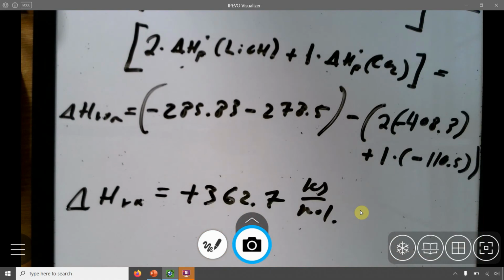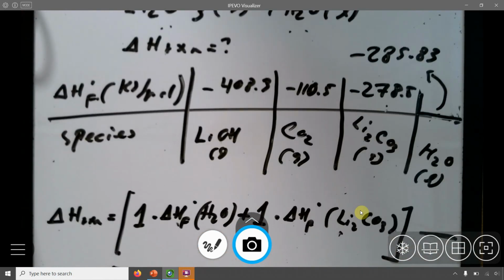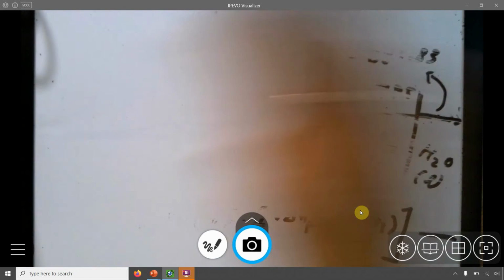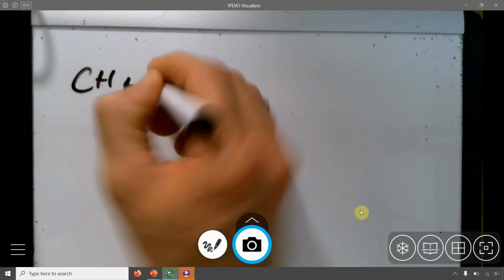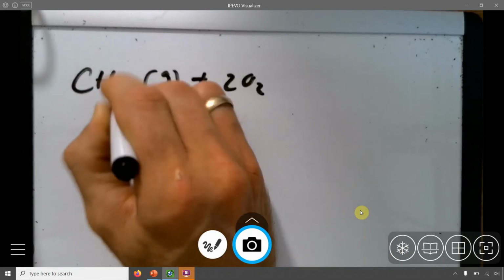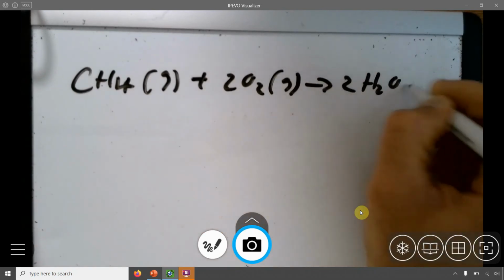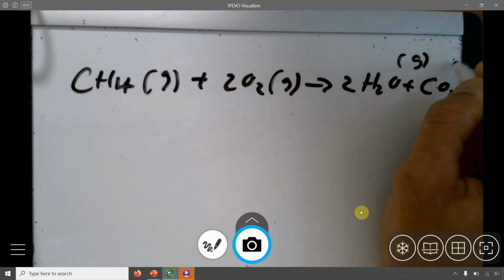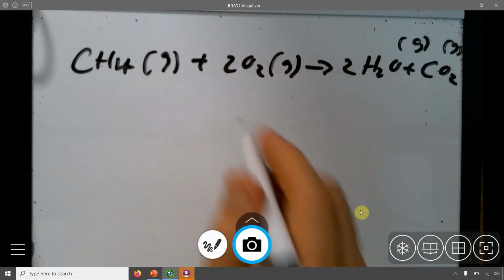The only trick I didn't throw in here, but if I were to give you another question like this, I'm just going to write it down without giving you the data. Or maybe I'll give you the data and you can try it yourself. So if I have CH4 gas plus 2 O2, this is the combustion of methane, and this goes into water plus CO2, both gas. This is 2. And I want to know the delta H of reaction.